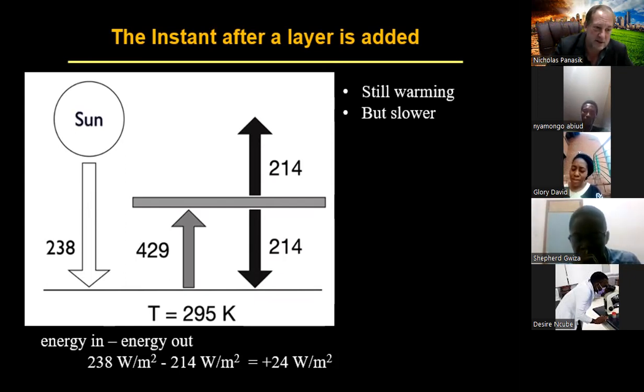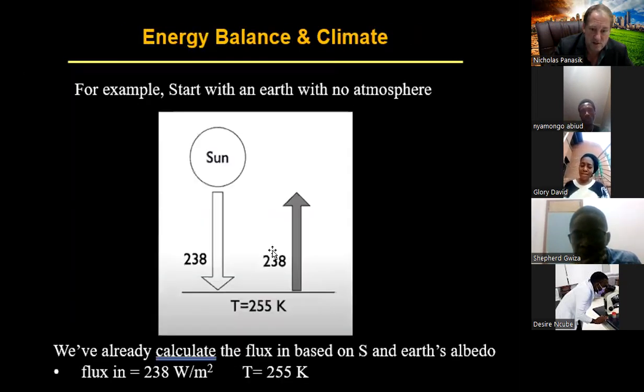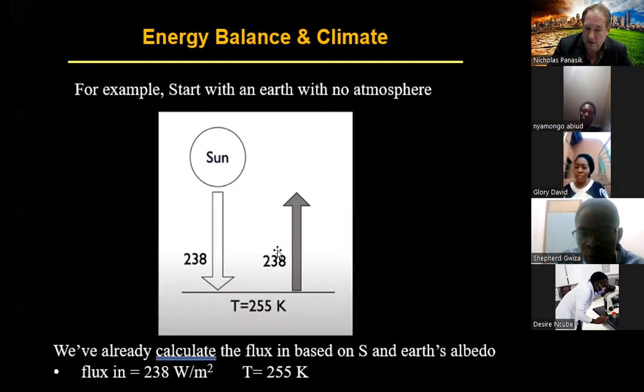Okay, well then this is a good exercise, so let's run it just a little bit. We started with a planet that was at 255. 238 was coming in. Because it's at 255 right now, it's emitting at 238.